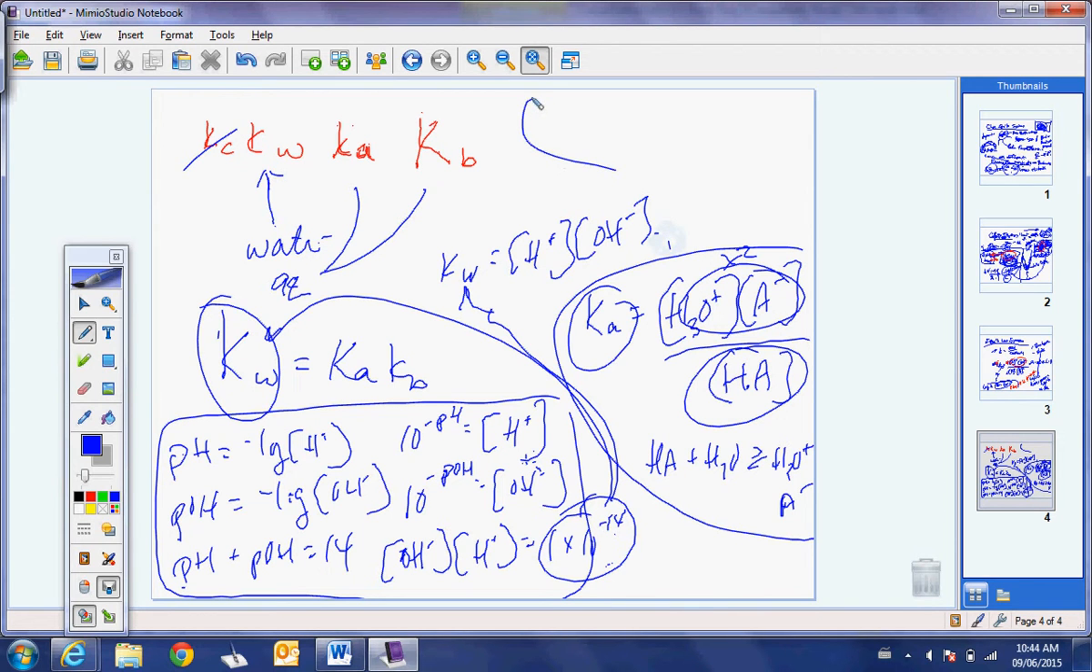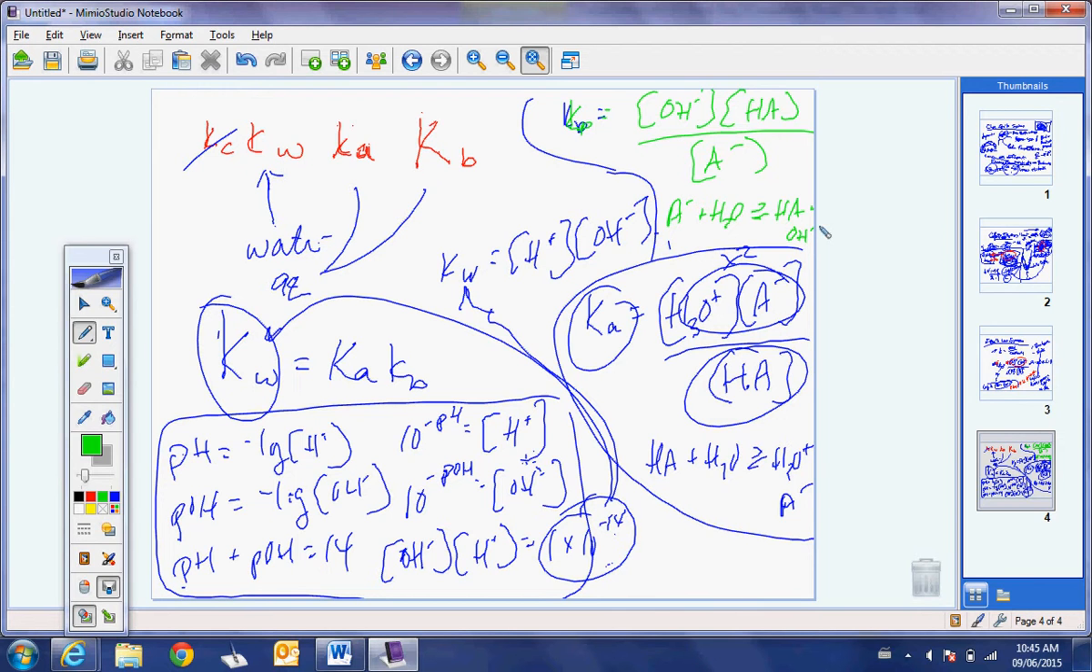Okay, so Kb, what's Kb? Concentration of OH minus times concentration of HA all over the concentration of A minus. Note the top is a negative charge and the bottom is a negative charge. And the general formula for Kb is A minus plus H2O goes to HA and an OH minus. Okay? So you got to see them as separate.